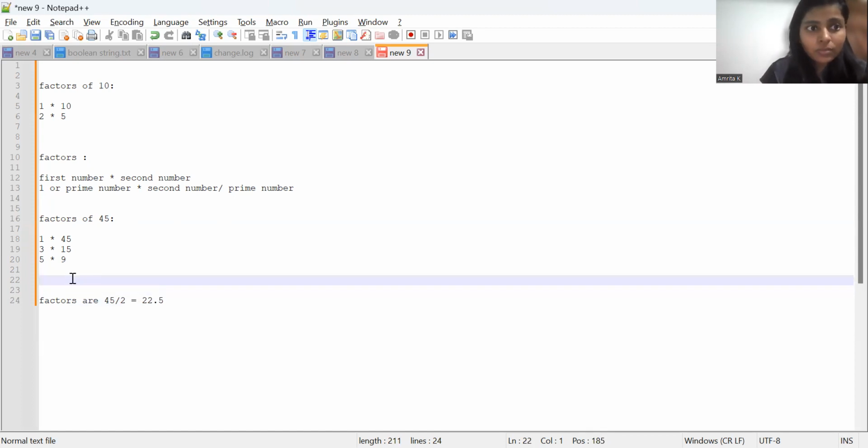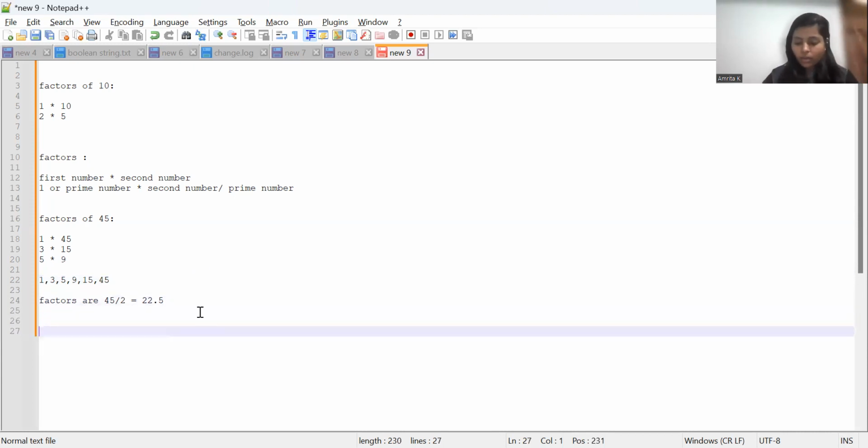Like we found the factors of 45, right? Those are 1, 3, 5, okay, then 9 is there, then 15 is there, and then the number itself, 45. These are our factors of 45.